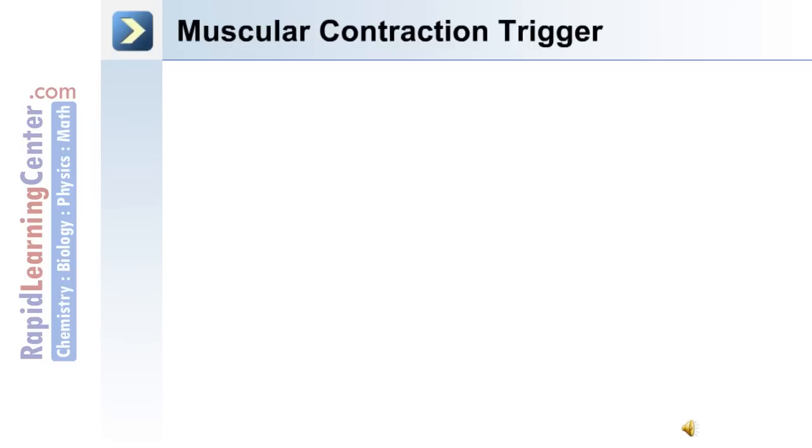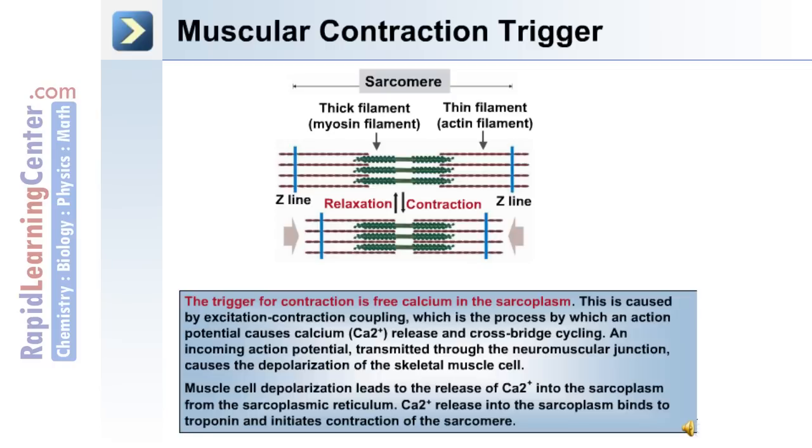The trigger for muscular contraction. The trigger for contraction is free calcium in the sarcoplasm. This is caused by excitation-contraction coupling, which is the process by which an action potential causes calcium release and cross-bridge cycling.